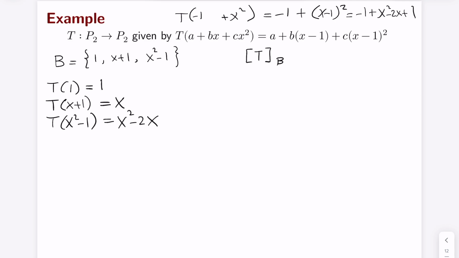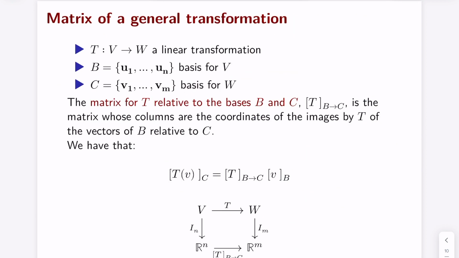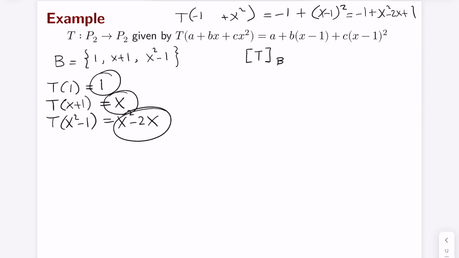Okay, we got the image then of the transformation of each of the vectors. So if we remember our definition, we have this part so far: the images by T of the vectors of B. Now we need to calculate the coordinates of those relative to the base C. Then the coordinates of these vectors in this base. So this is going to be equal to, and let's find out what the coordinates are.